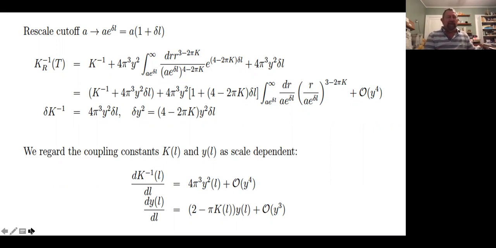Okay, so the equations at the bottom here, dk to the minus 1 by dL and dy by dL, are what are called renormalization group equations. These equations are certainly valid for small values of the fugacity. Their corrections, as I said, are higher order in the fugacity, and of course we're not calculating those. But we have to check that this approximation actually works. So let's move on to the next slide.